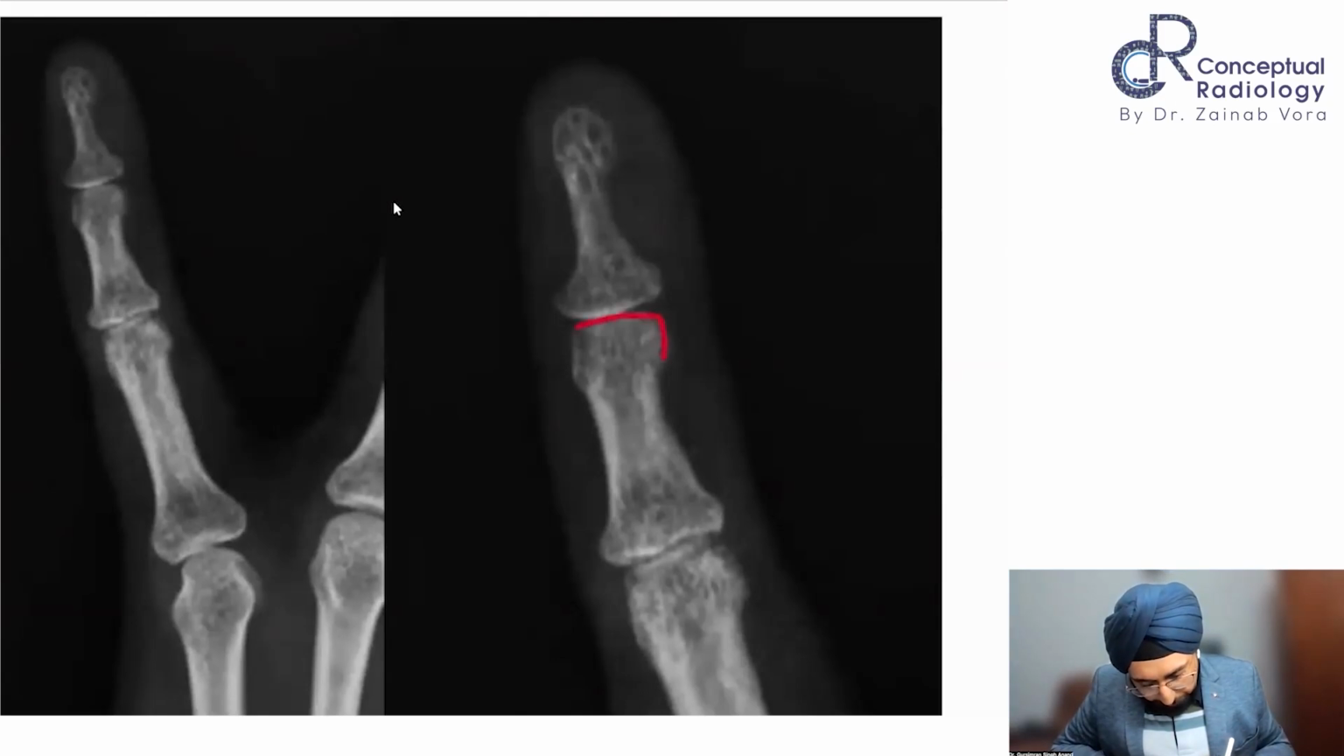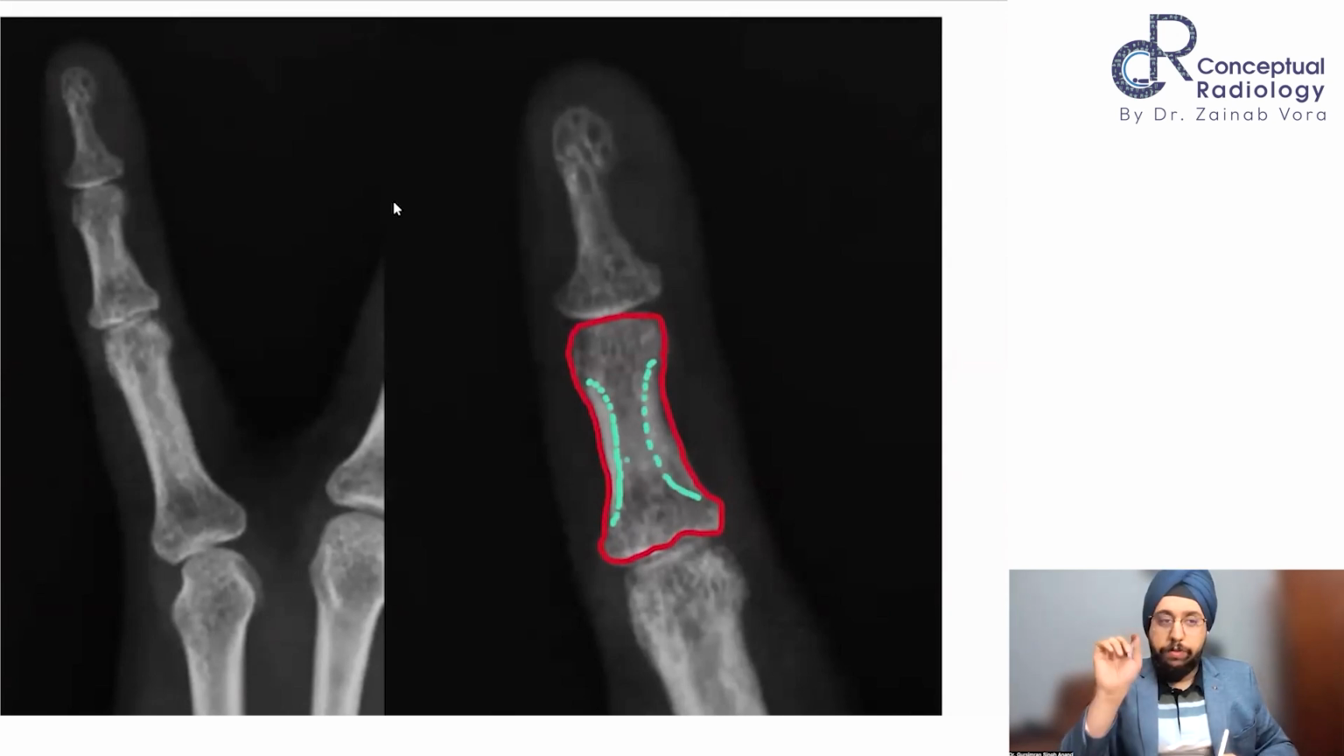Look carefully at the middle phalanx of the same digit. Okay. So the cortex is maximally thickened in the region of the shaft.